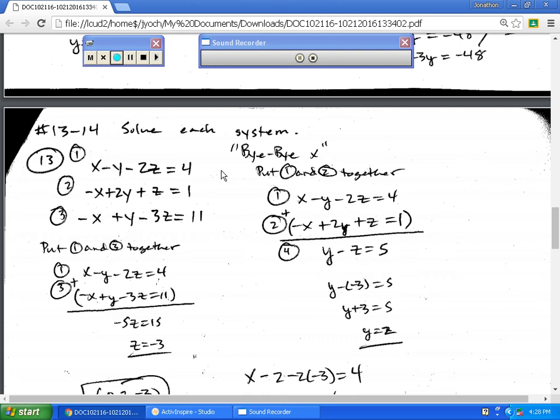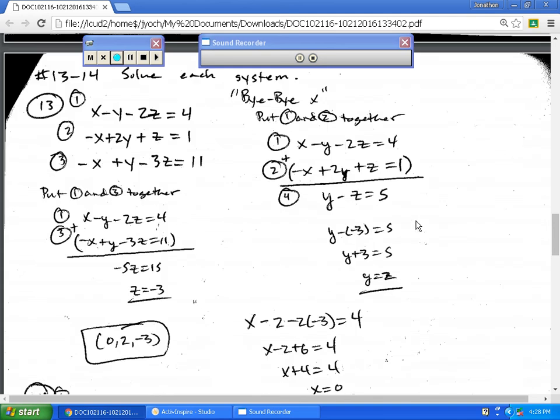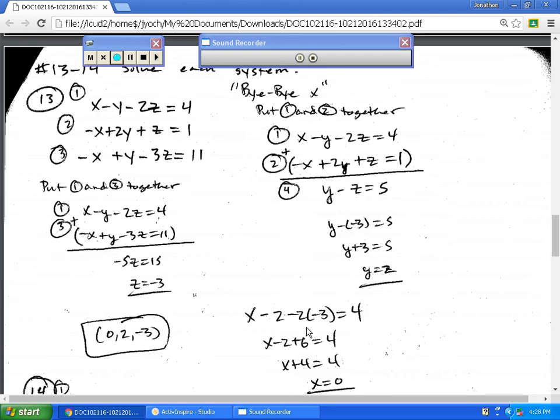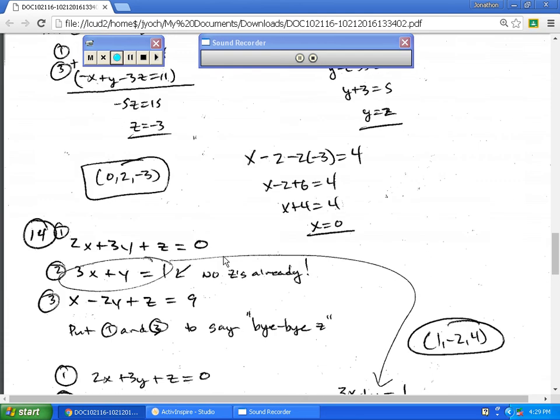If I put 1 and 3 together, something sweet happens. Not only do the x's eliminate, so do the y's. I get negative 5z is equal to 15. Z is a negative 3. So I'm going to take that negative 3 for z and plug it in right here, right here. Y minus a negative 3 is 5. That gives you y plus 3 is 5. Y is 2. So maybe use equation 1. Plug 2 in for y, negative 3 in for z right there. Down here at the bottom, solve for x, you get 0. 0 for x, 2 for y, negative 3 for z.